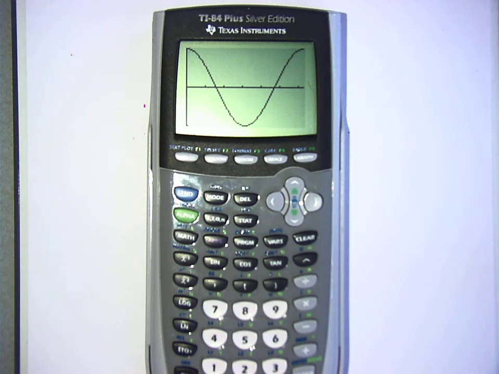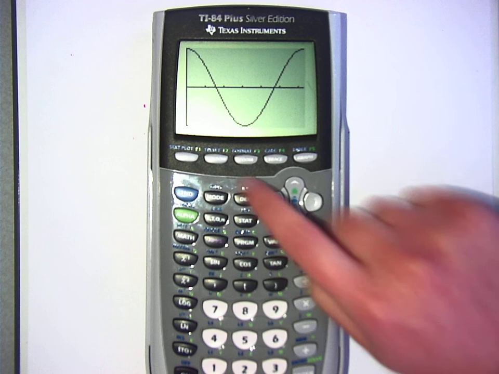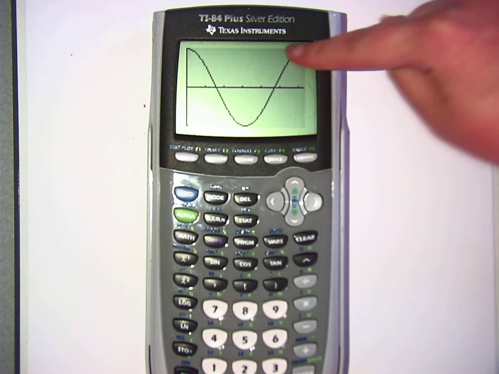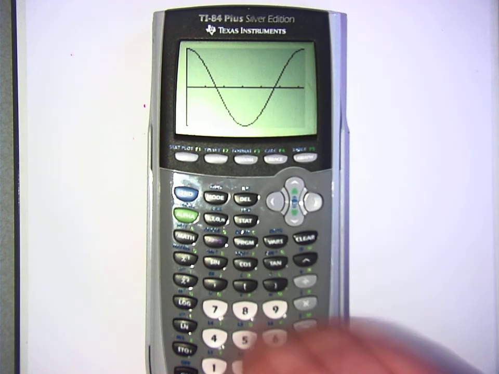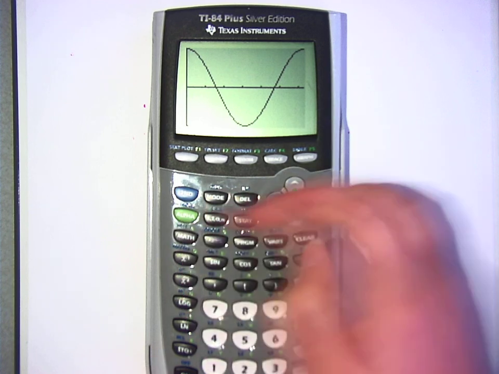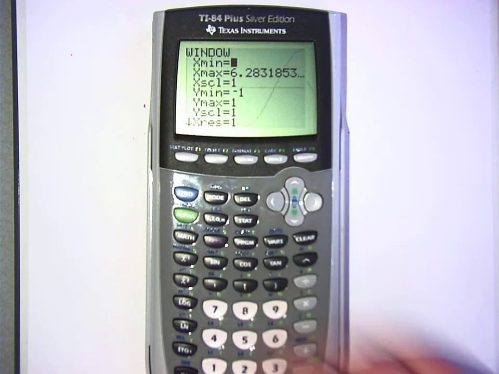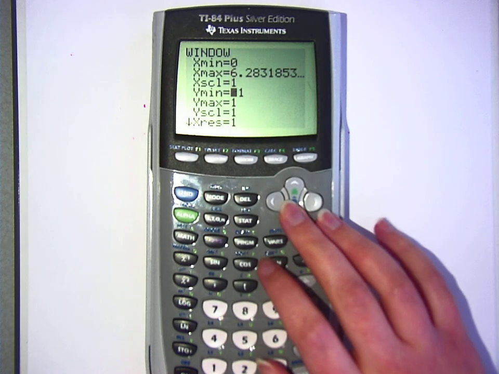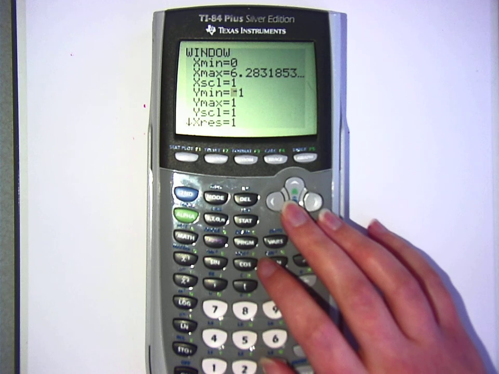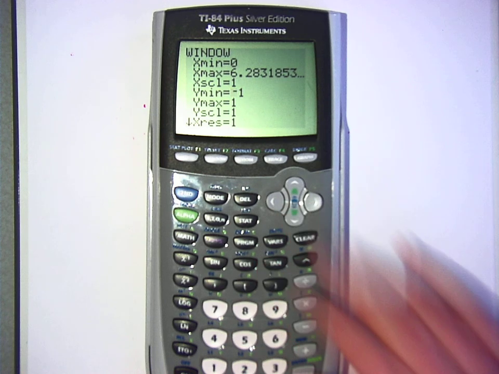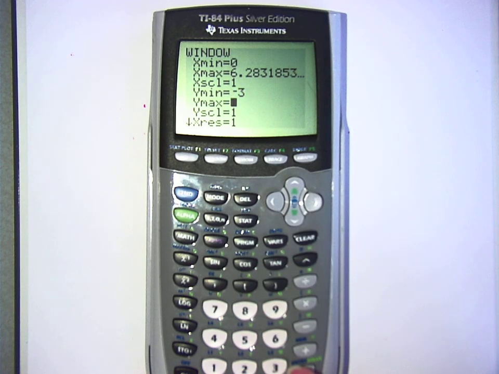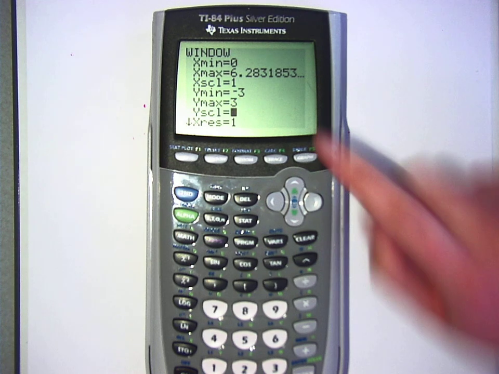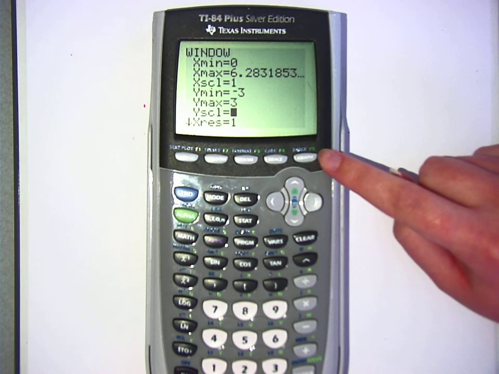Do you think we should keep this window or no? No, I would change the window a little bit now, because I kind of want to see above that too. What did we say? -3? Do -3 and 3 for the Y's and see what that does.